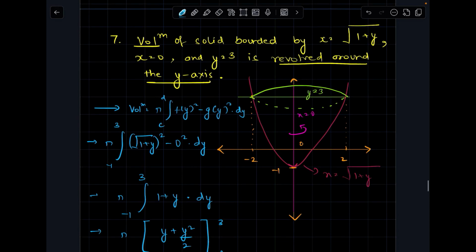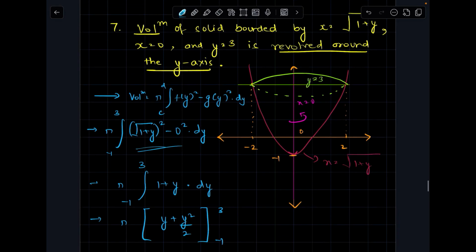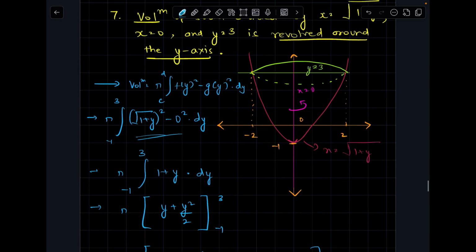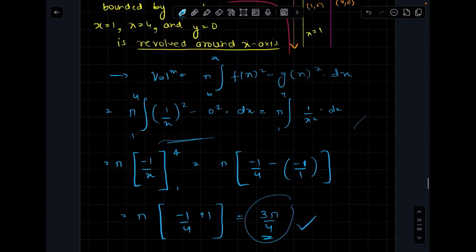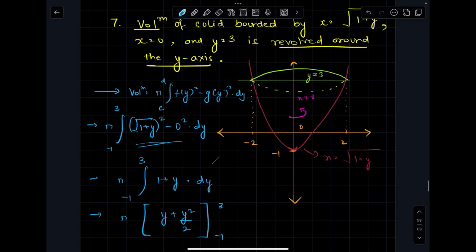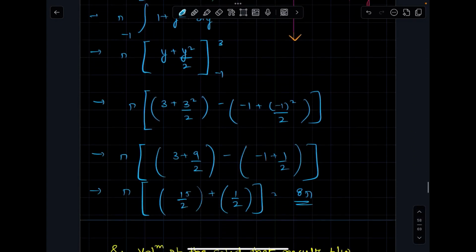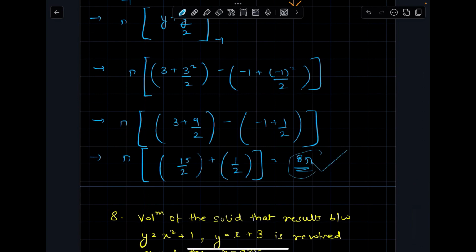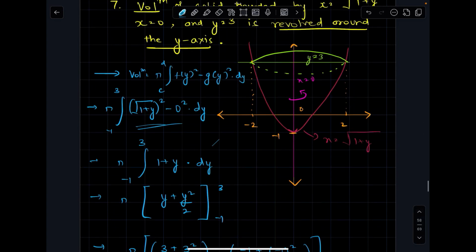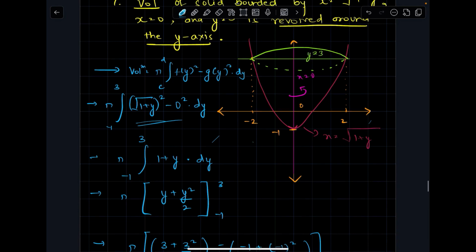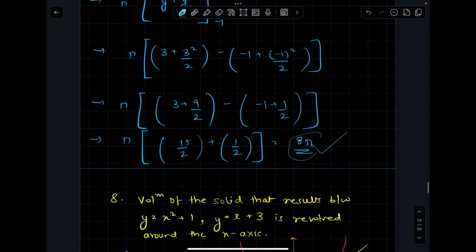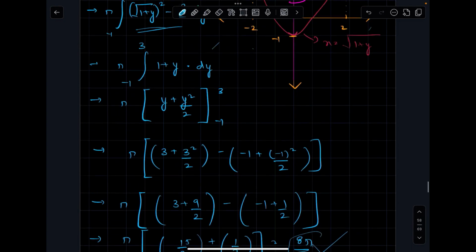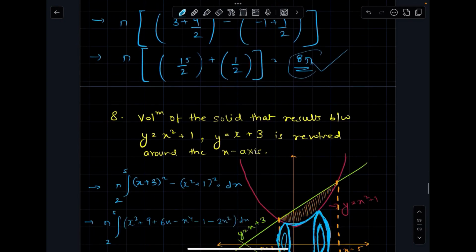And this is how your integral should be set up if you are integrating with respect to y. I've integrated with respect to x here, and now we are integrating it with respect to y. Solving this, your answer should be 8 pi. And your limits should be from -2 to 2, which are going to be the points of intersection.